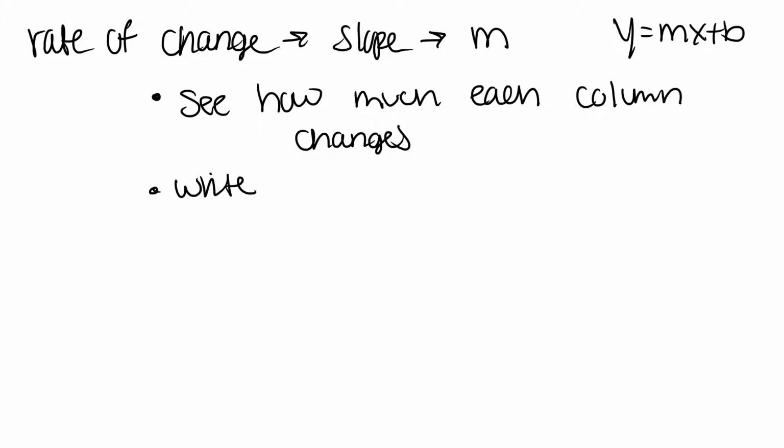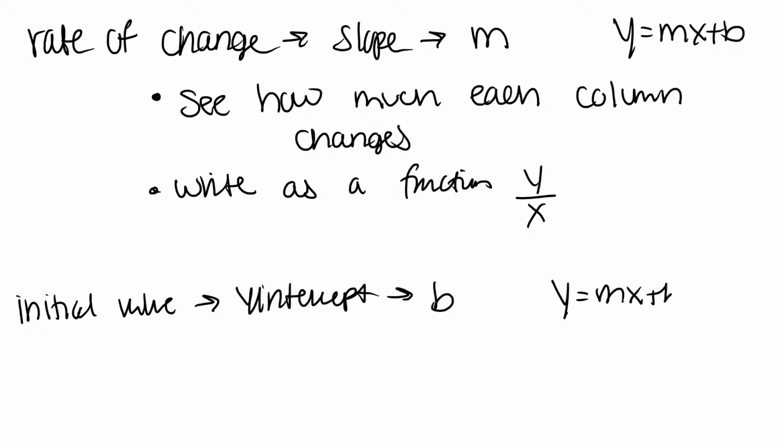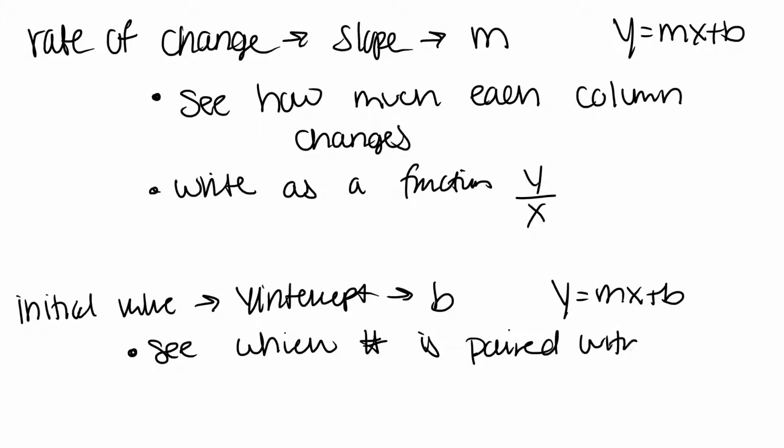And we're going to write it as a fraction, y over x. Now the initial value is also called the y-intercept, and it's known as b in the equation y equals mx plus b. For that, we want to see which number is paired with 0. We may have to work backwards if necessary.